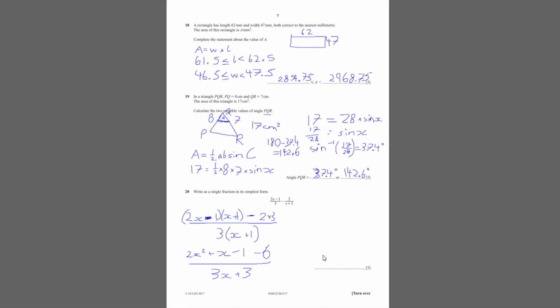So our final simplified fraction, so this calculation in its simplest form, would have the denominator 3x plus 3, and the numerator of 2x squared plus x minus 7. And that is our final answer for question 20. That is the end of page 7. Now, to turn over to the next page.